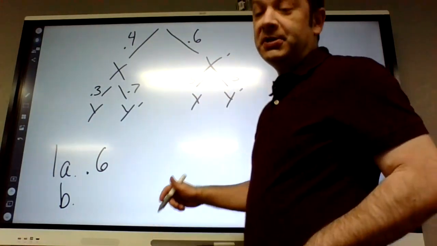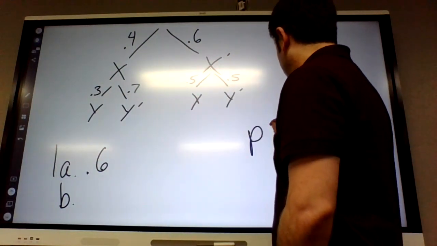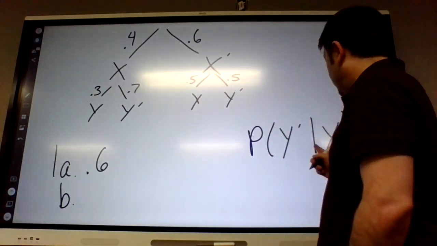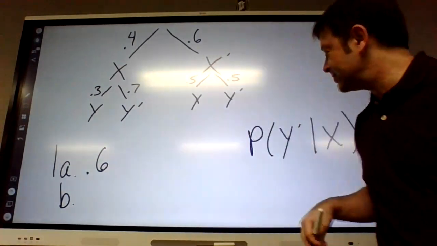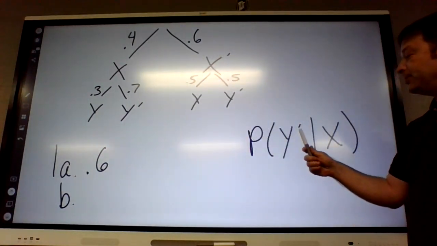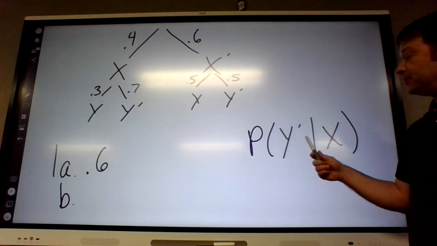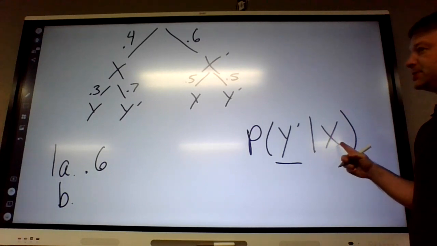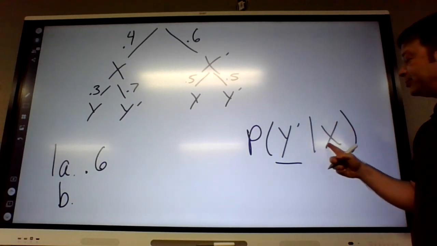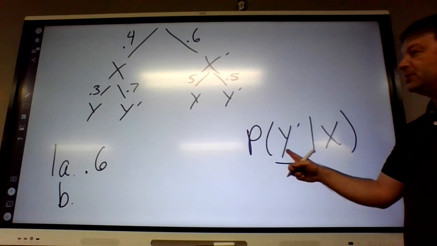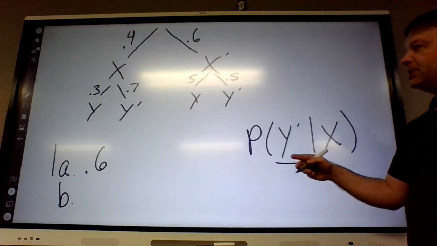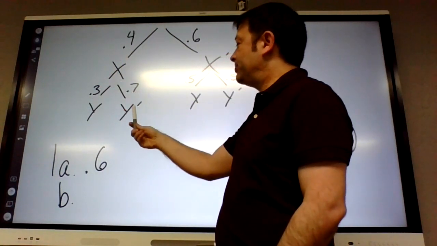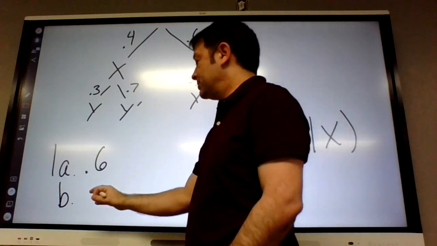Okay, what does B mean? That is the new thing. Is it multiplied? No. So we got a line right there. Does anybody want to guess what it means? Nope. So it means what's the probability of this happening given that X happens? If you assume X happens, what's the probability of Y prime happening? In other words, you assume you're already down this branch. So now what's the probability that that's going to happen? 0.7.